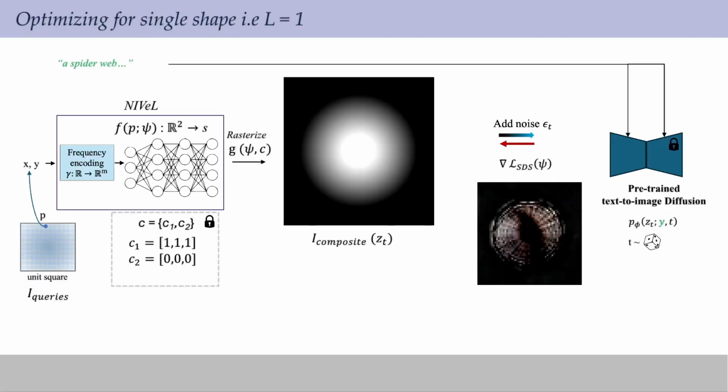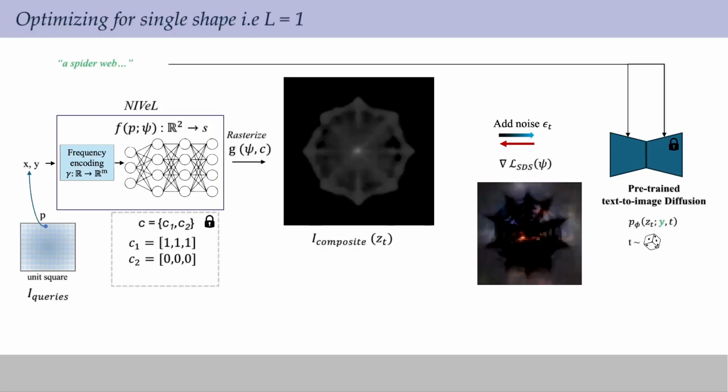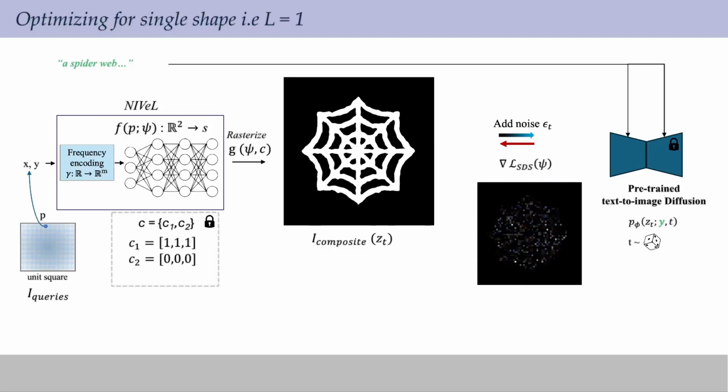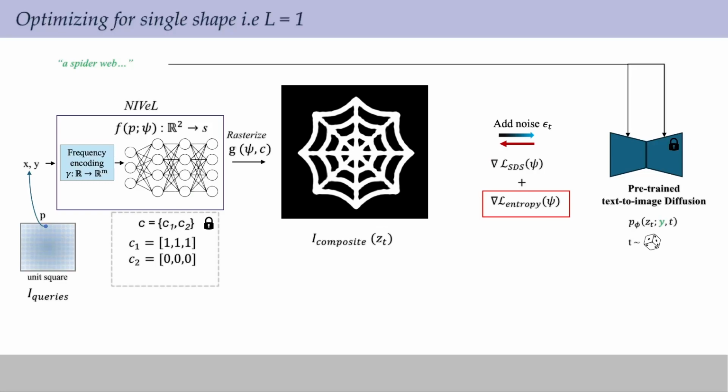We set L to 1, so we are only modeling a single shape, and we fix our colors. We initialize our MLP to produce this blob. Given the input prompt, a spider web, we show the learned shape and visualize the SDS gradient for each optimization step. We also include a regularization term and entropy loss to penalize uncertainty in our model's output and produce clean shapes, which makes isosurface extraction easier.